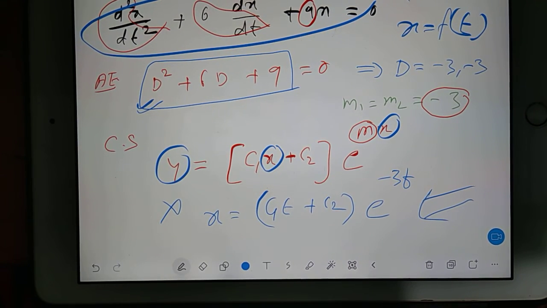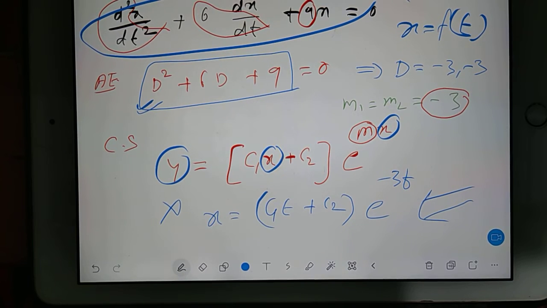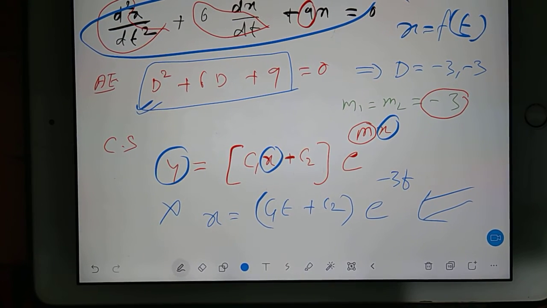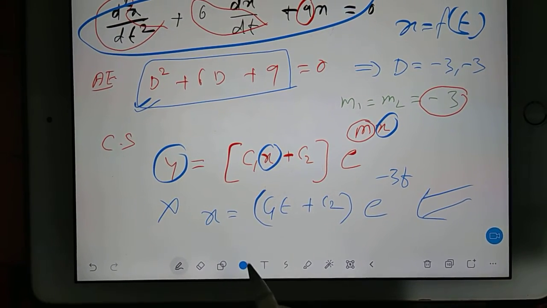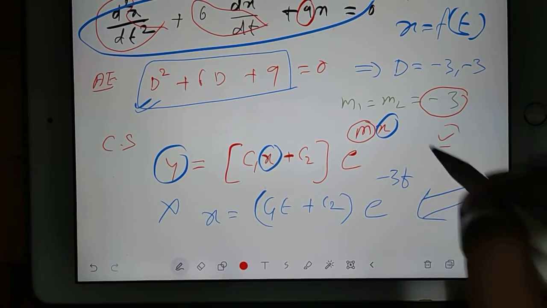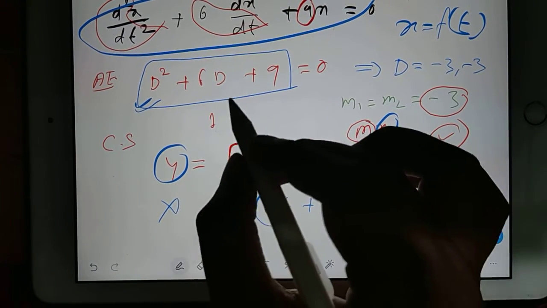Now I will give you one question, but no need to waste time. That question is very lengthy. That is not for GATE. You do one thing. Now you go to Drive and keep solving.